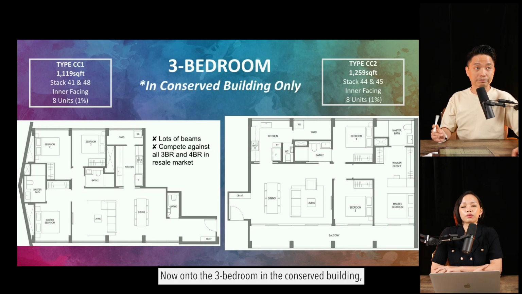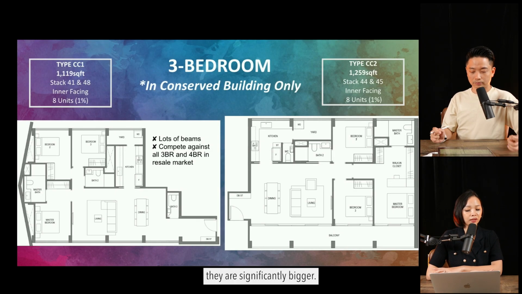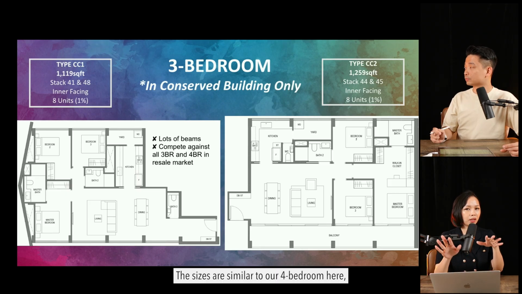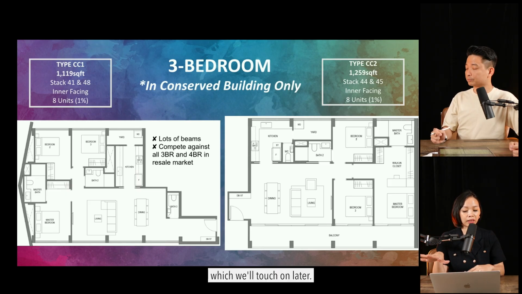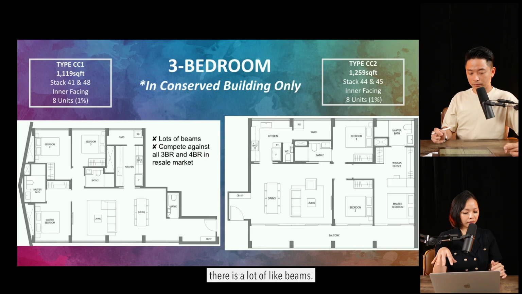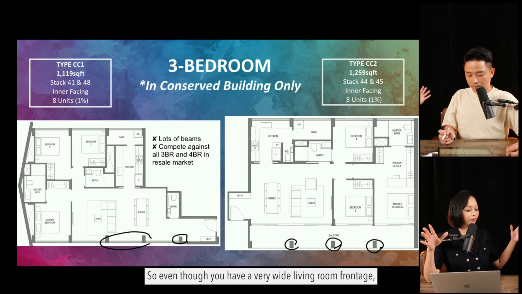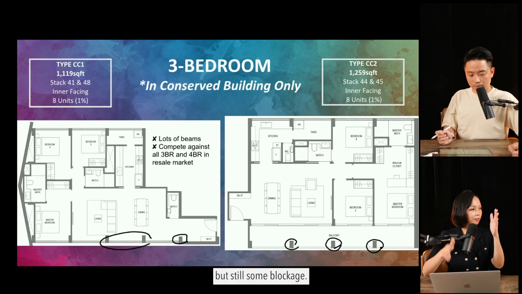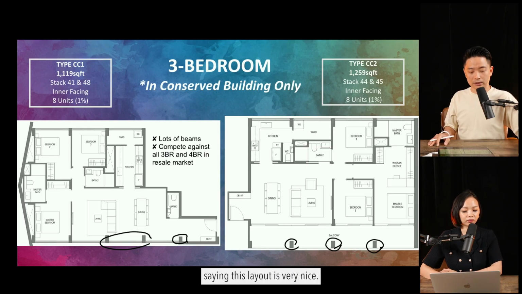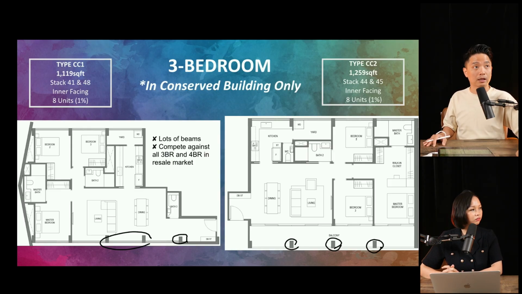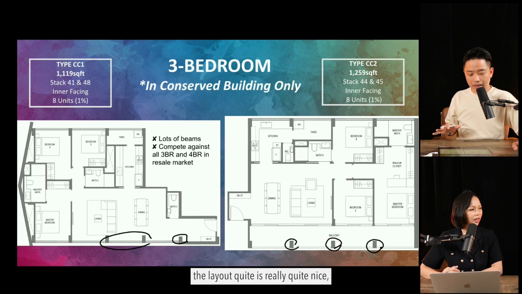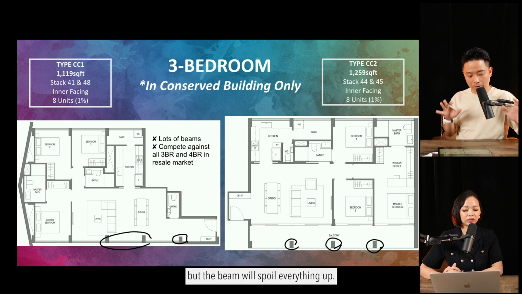Next. Now on to the 3-bedroom in the conserve building. They are significantly bigger. The sizes are similar to our 4-bedroom here, which we'll touch on later. You can see the 3-bedroom itself has a lot of beams. So even though you have a very wide living room frontage, there is still some blockage. I saw someone posting that this layout is very nice. I tell you, the layout is really quite nice, but the beam will spoil everything.